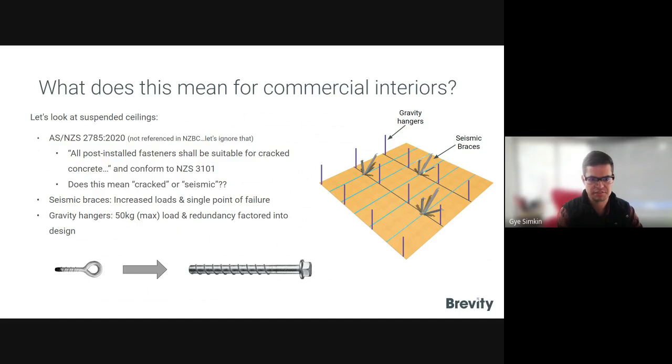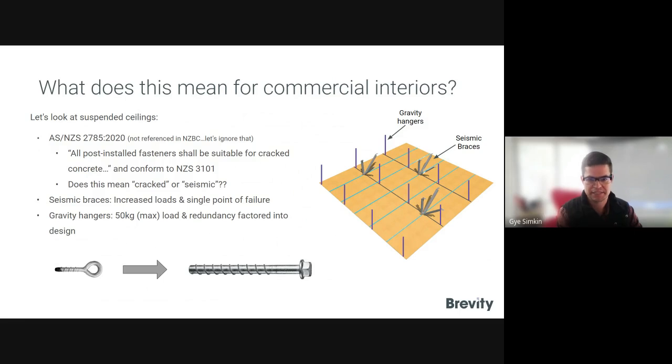The regulations have definitely changed, and instead of suspended ceiling hangers that we're used to, we now specify seismically rated anchors that are perhaps 4 times bigger and 10 times stronger than what was traditionally specified.